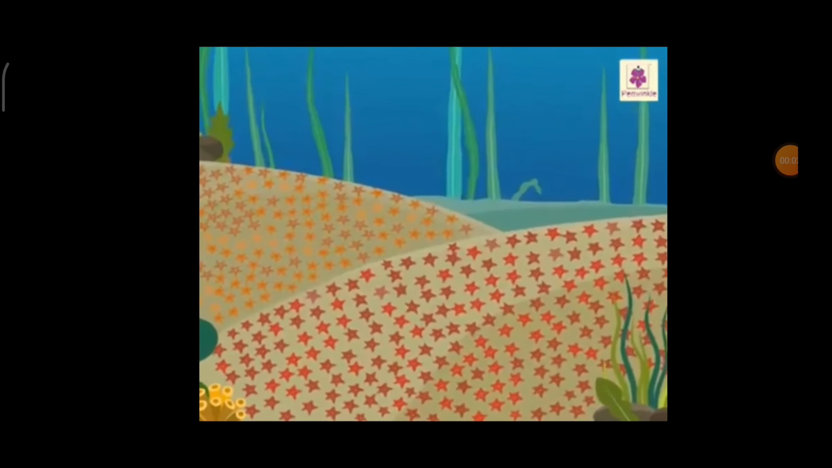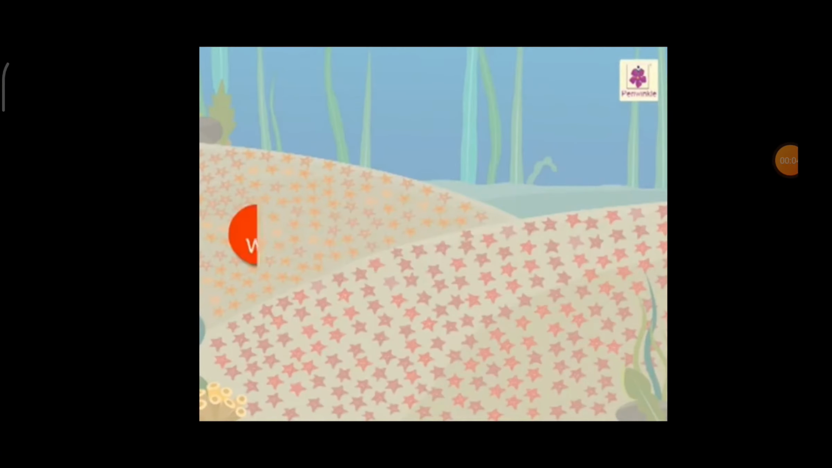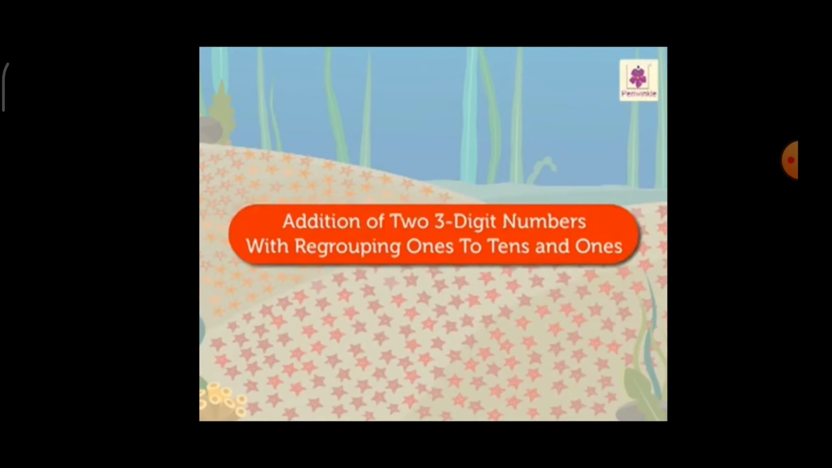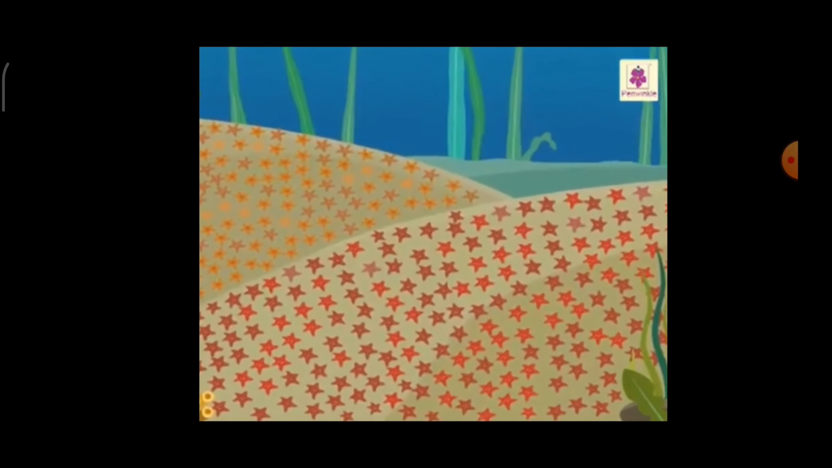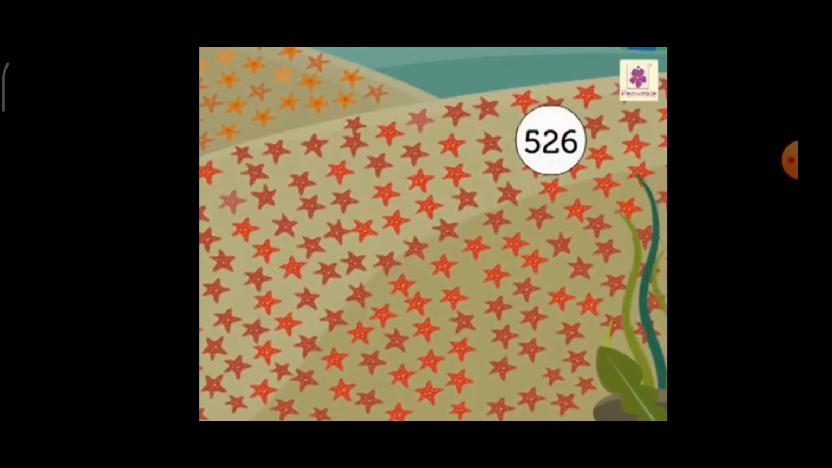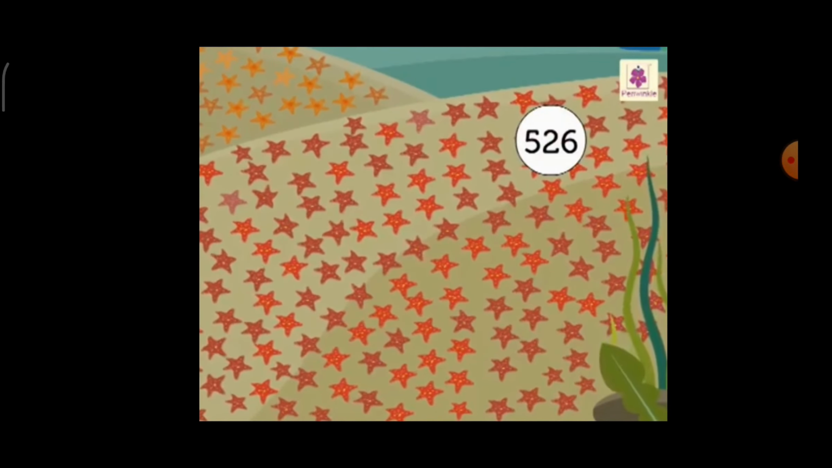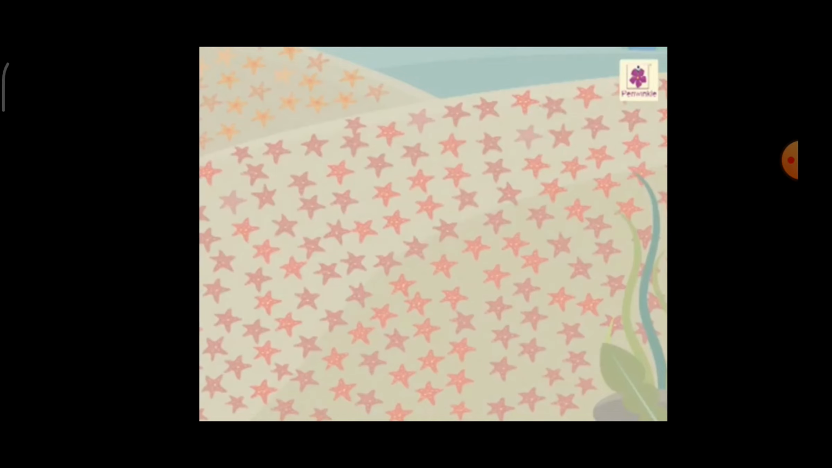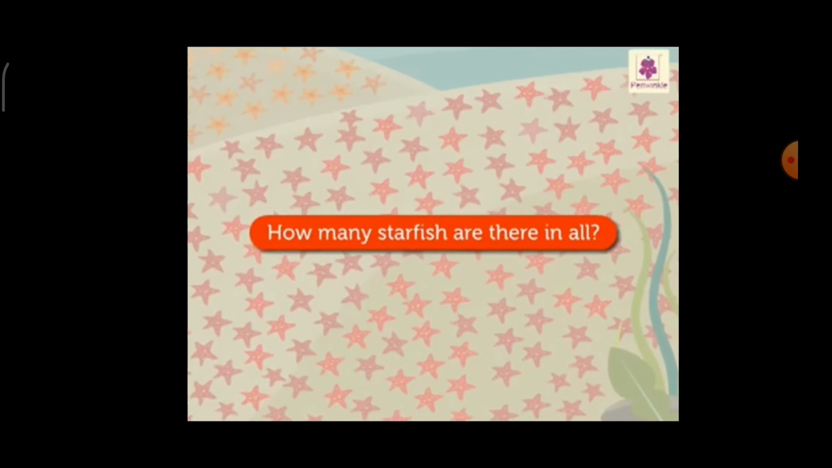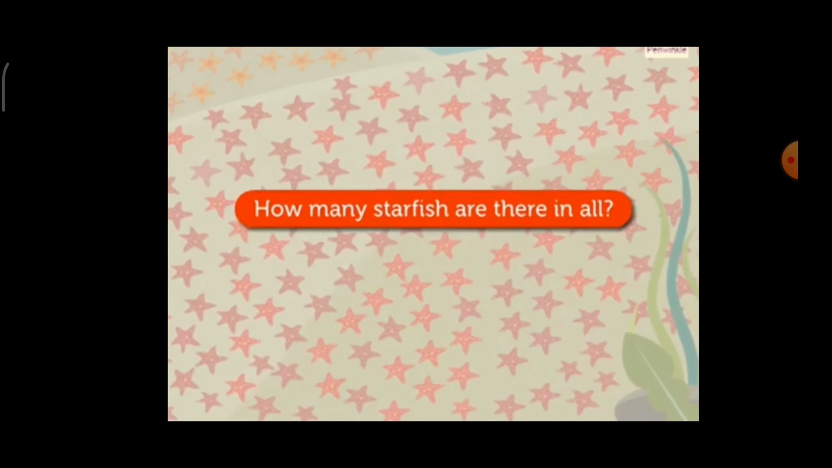Today, let us dive underwater and learn addition of 2 3-digit numbers with regrouping ones to tens and ones. Can you see those colorful starfish? There are 315 orange starfish and 526 red starfish. Let us see how many starfish are there in all.